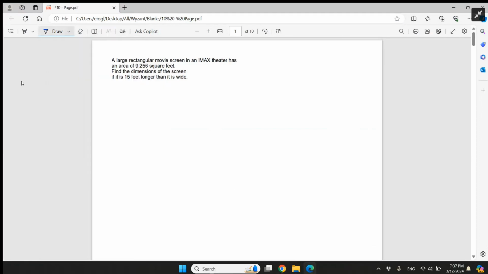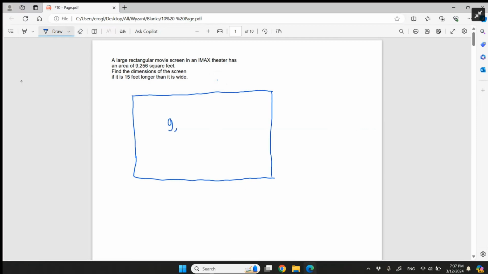We know that the screen is rectangular. We know that the area is 9,256 square feet. However, we do not know the length of the sides of this rectangle. Since we have an unknown, we are going to label this unknown. So let us label x the width of the rectangle. Okay, so let x represent the width of this rectangle.